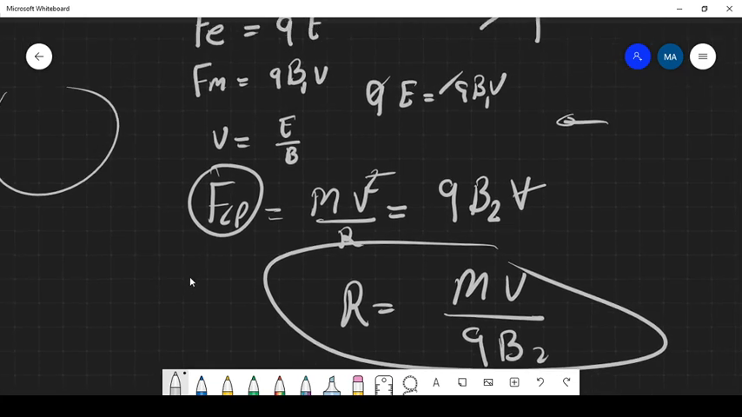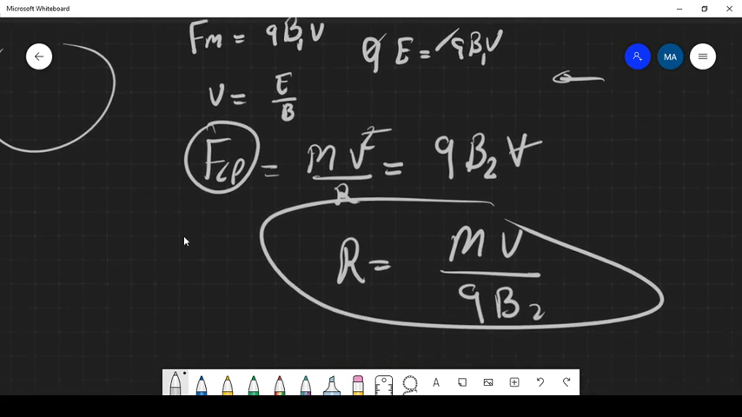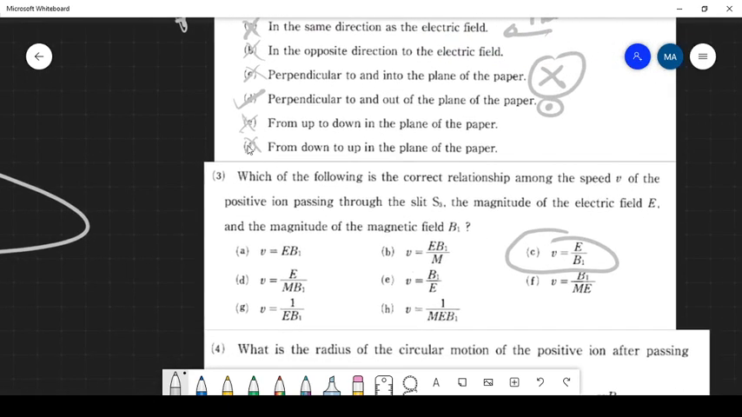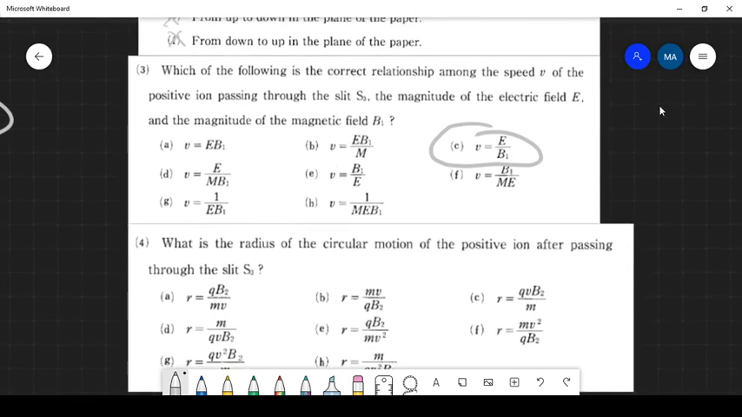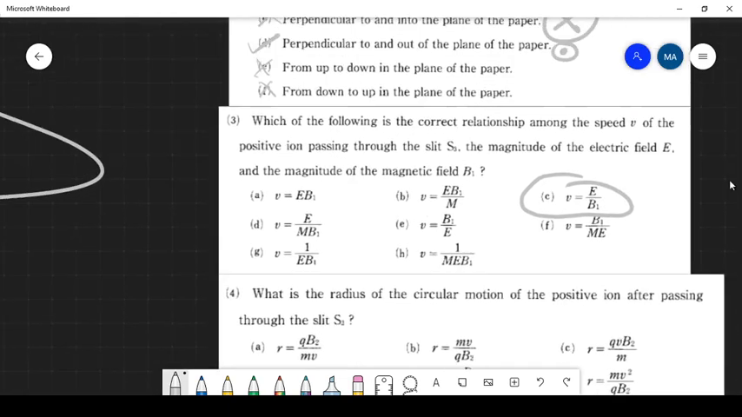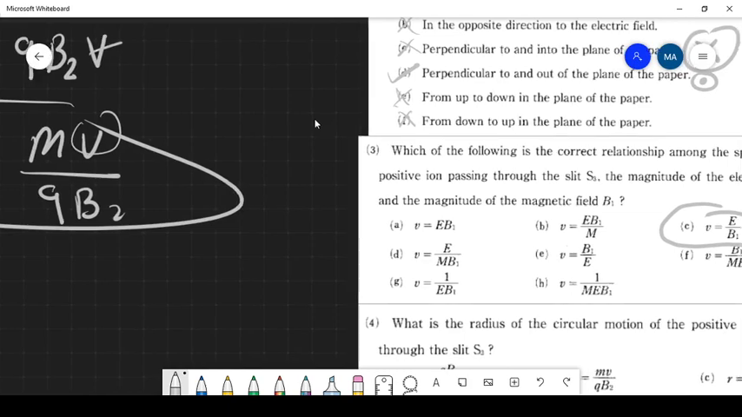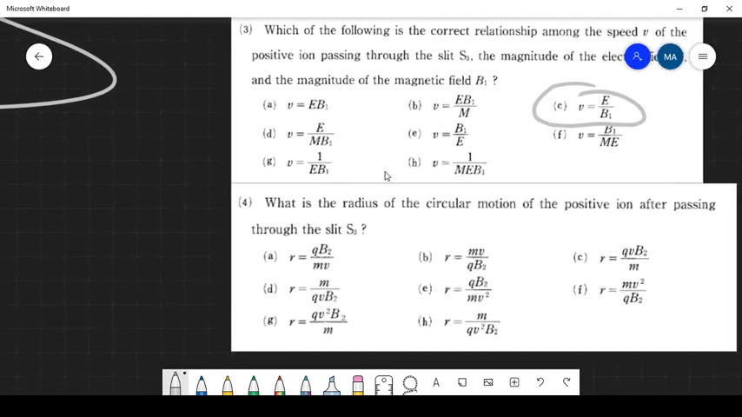Now if you need to, you can use this expression for the velocity and substitute it over here. Let me just see the alternatives, if there is some. There is this alternative over here, mv over qB2. Okay, so now let's go to the last question, which is number 5.